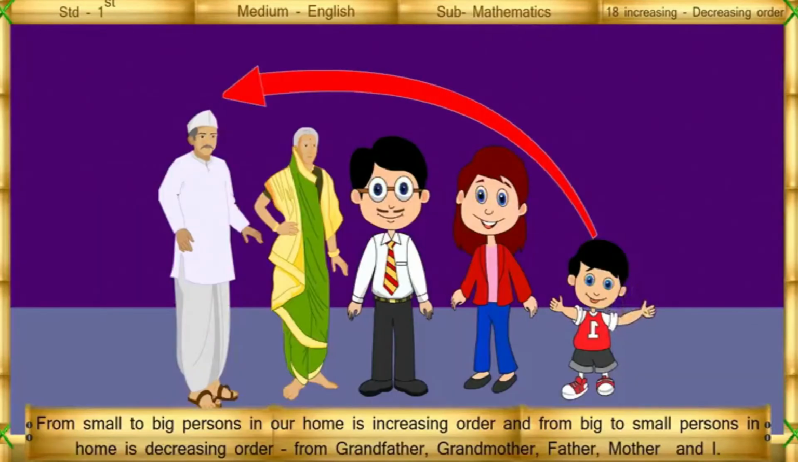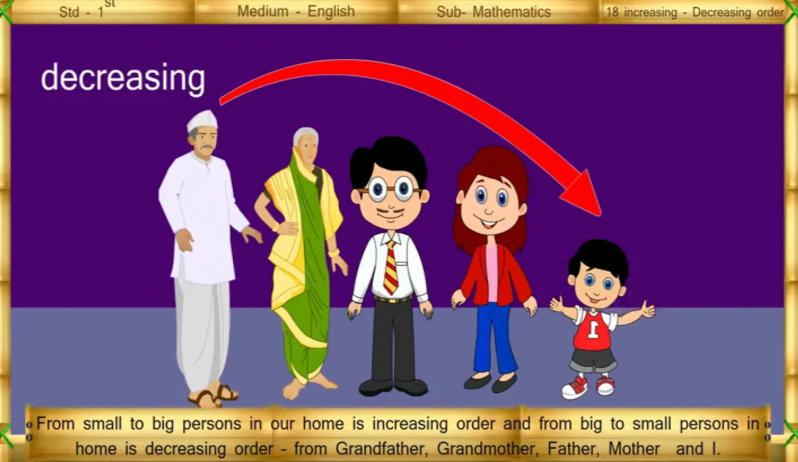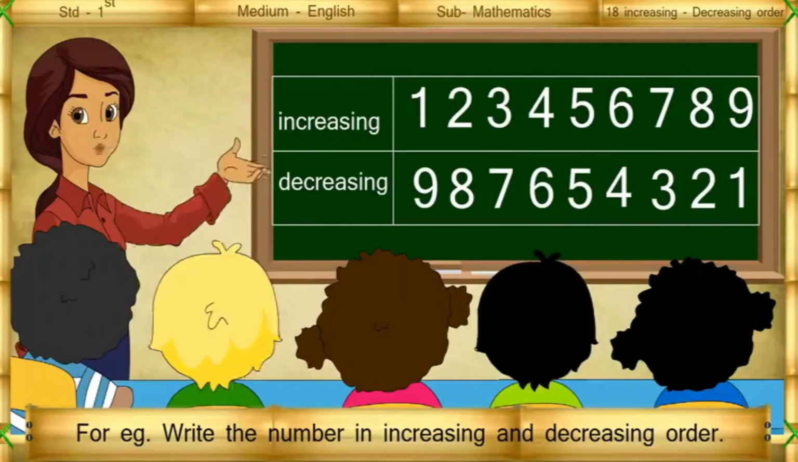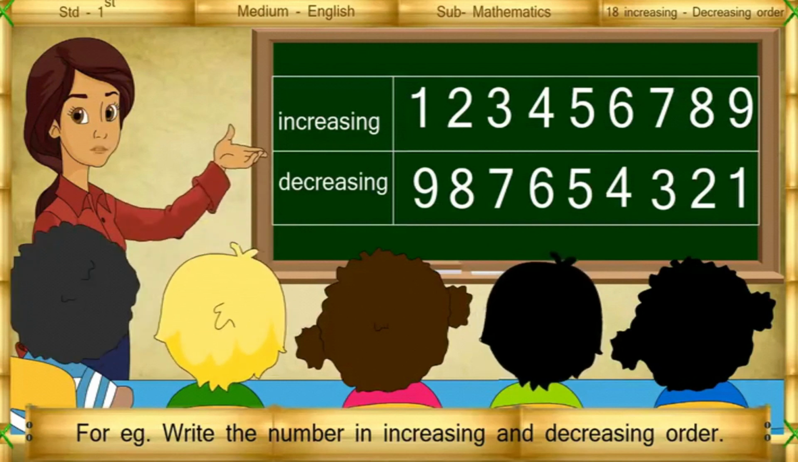From small to big persons in our home is increasing order. And from big to small persons in home is decreasing order. From grandfather, grandmother, father, mother and I. For example, write the numbers in increasing and decreasing order.